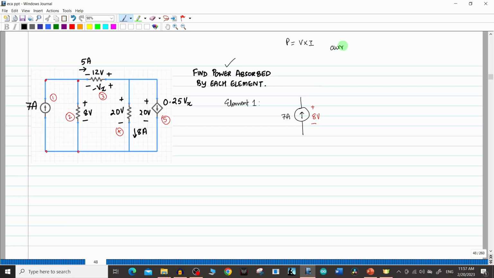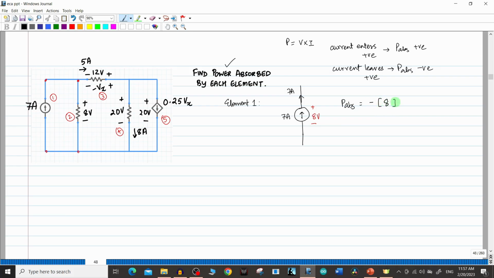So when current enters the positive terminal, this is just a recap, power absorbed is positive, and when current leaves the positive terminal, the power absorbed will be negative, or the power generated will be positive. But here in this case you have to find only the power absorbed. So you can clearly see the current 7 amperes, if I just extend it, is leaving the positive terminal, right? So power absorbed will be negative.